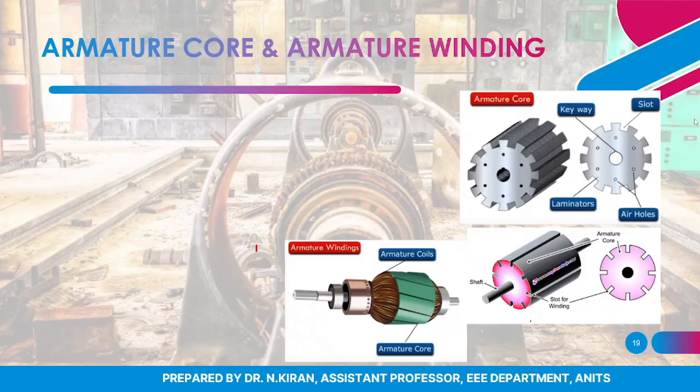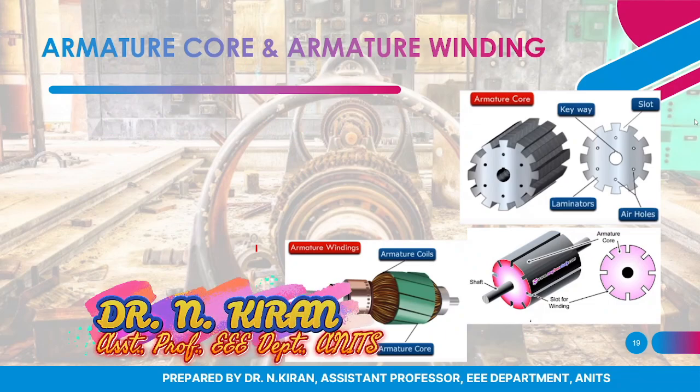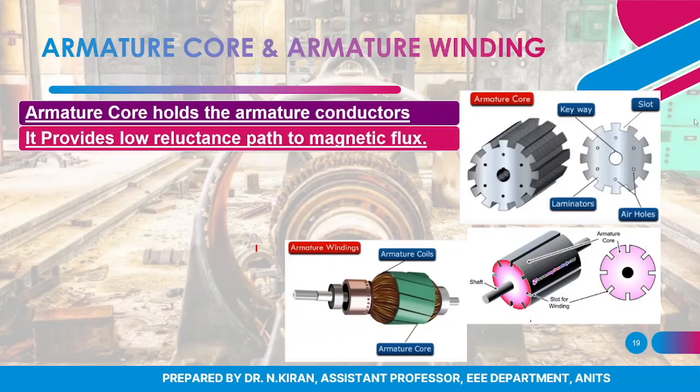So first we'll see the armature core. These are some more diagrams of armature winding and armature core. The cylindrical part is nothing but the armature core. The first function is that the armature core holds the armature conductors. In the right side diagram you can see the armature core has some slots provided on the entire periphery. In these slots present in the armature core, the armature conductors are placed. The second function of the armature core is to provide a low reluctance path to magnetic flux.